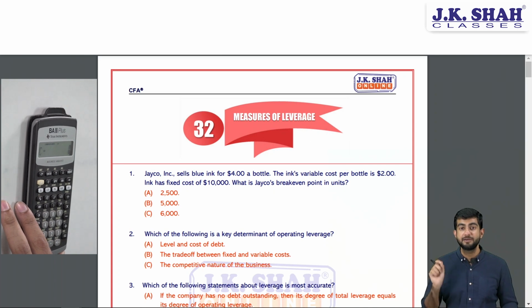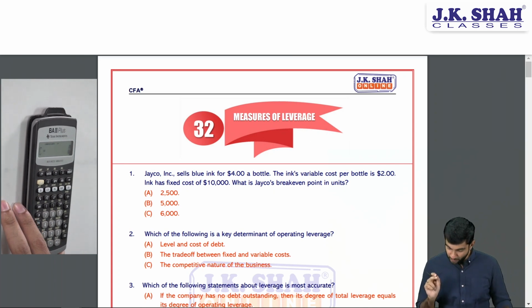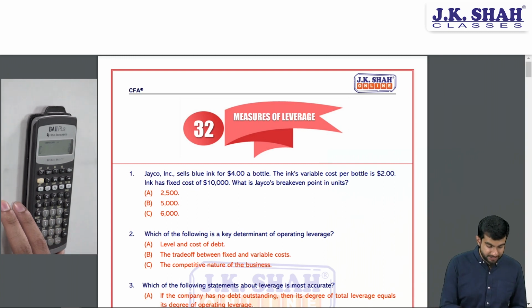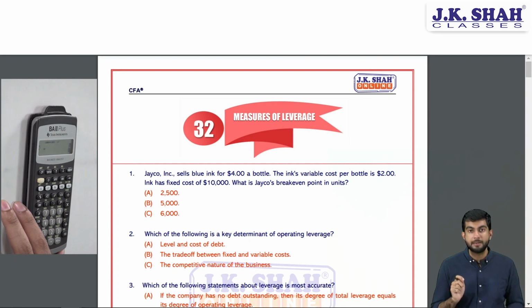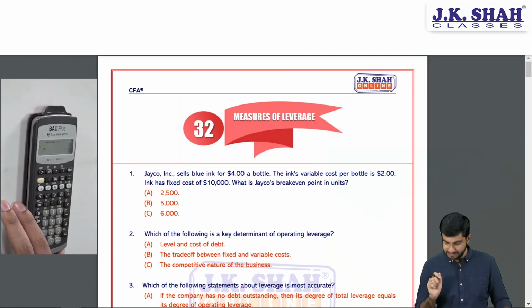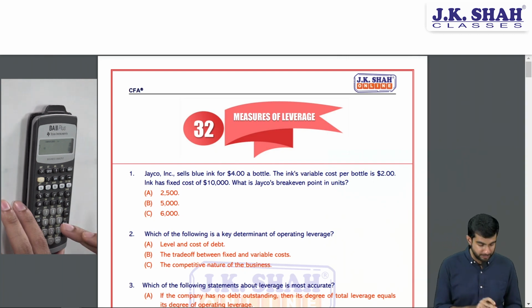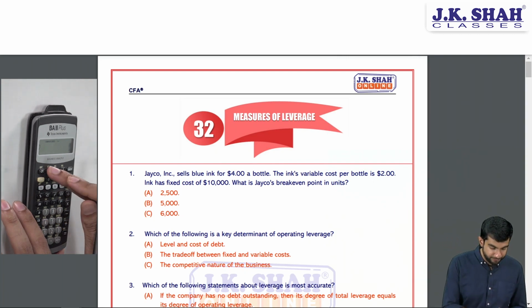VC. VC stands for the variable cost. Now what is the variable cost in my question? It is $2. So I press 2, enter, down arrow. P. P stands for the selling price. In this question the selling price is $4 per bottle. So I enter 4, enter, down arrow.